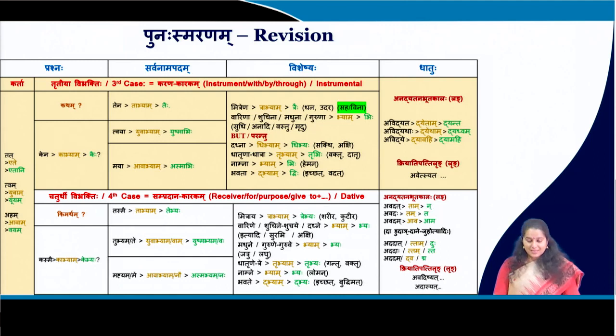Moving on to the fourth case, atra we have chaturthi vibhakti, or the fourth case, sampradana karakam. It goes on to the receiver, and the prepositions associated with it are for the sense of the purpose, give to. So that give is one verb that definitely takes the chaturthi vibhakti. So we've got the dative case. Atra kim asti? Let's look at the verbs once.